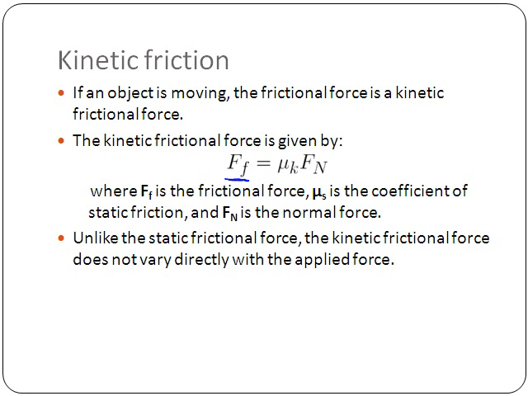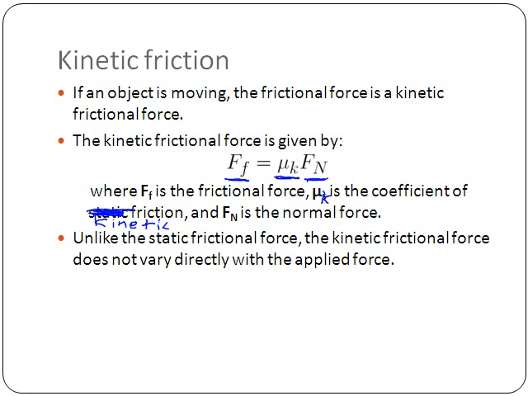The kinetic frictional force is equal to mu k, which is the coefficient of kinetic friction, and I completely messed that up, so ignore that word static right there. It should be kinetic, and it's mu k. Sorry about that. So the kinetic frictional force is given by Ff equals mu k, the coefficient of kinetic friction, times Fn, the normal force. It's formed exactly the same way as the static frictional force.